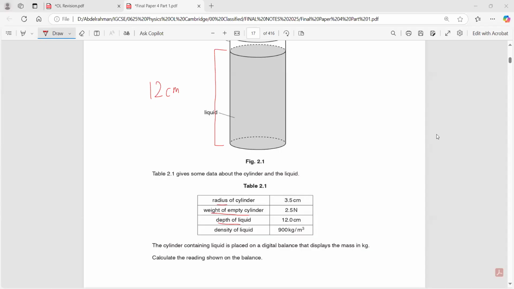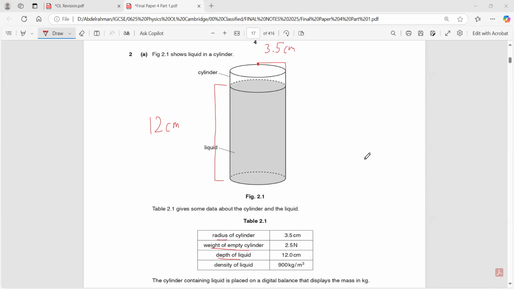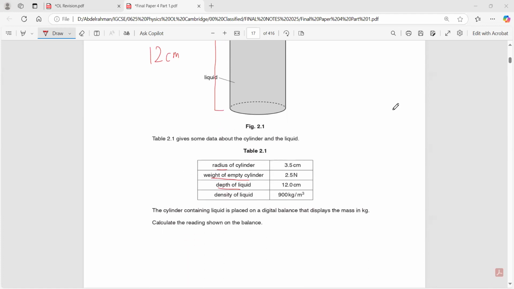You need to use a single unit for all of your answers. It would be better if you use the SI units. So the radius, instead of being 3.5 centimeters, can you change the radius to meters? Yes, 3.5 divided by 100, which is 0.035.